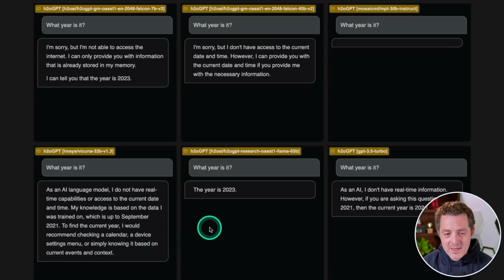So I would say, actually, even though it didn't give me the right year, it gave me an explanation for why it can't, and it is a valid explanation. So I'm going to say Vicuna 33B passed. LLaMA 65B pass. And GPT 3.5 Turbo, "I don't have real-time information. However, if you're asking this question in 2021, the current year is 2021." I guess that's valid, but I'm not gonna say that's a pass. So Falcon 7B, Vicuna 33B, and LLaMA 65B passed.